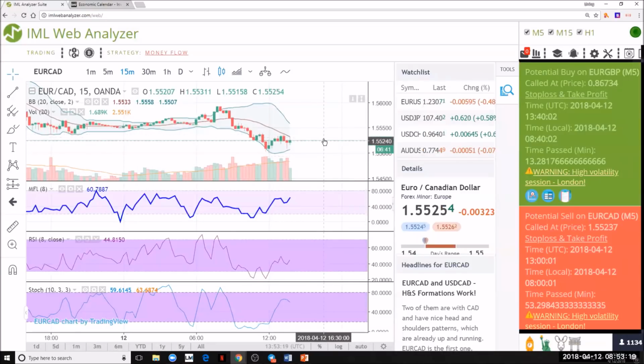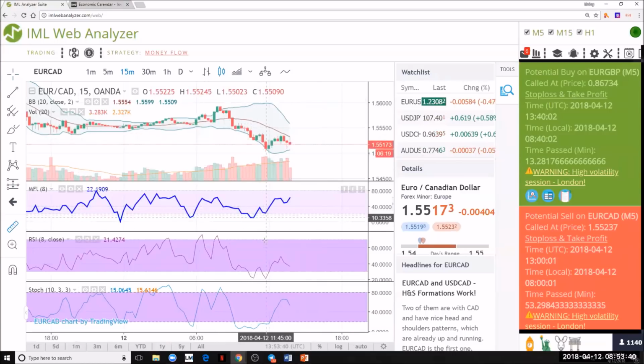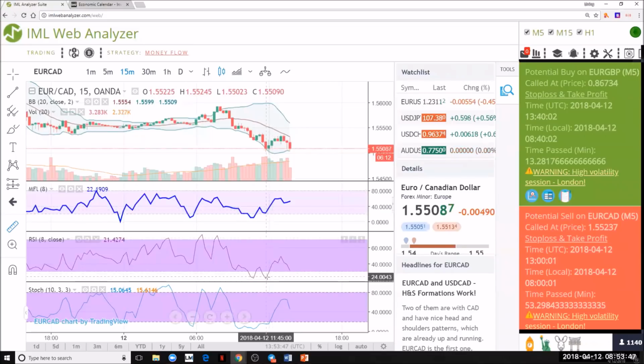But the reason why I went with this strategy is because so many times I get the opportunity. Let's use this right here, because this would have been a great opportunity to get into this market. So let's just say we were watching it and we got into it. Everything was looking up here. The MFI is looking up. The RSI is looking up. The stochastic's looking up. So let's just say we got into it here.